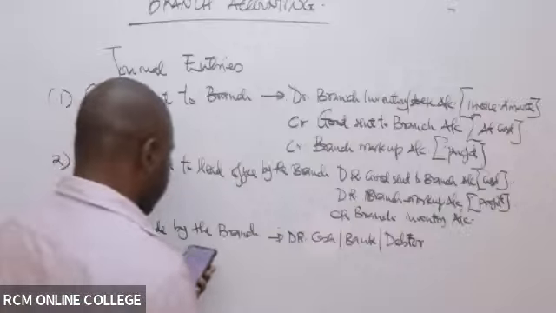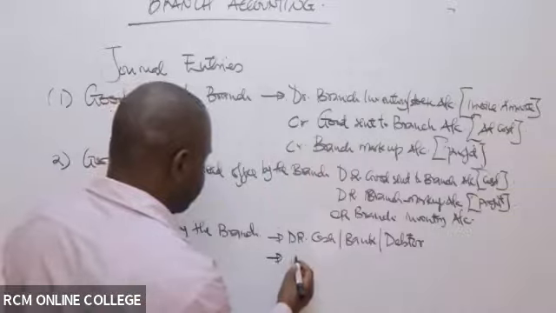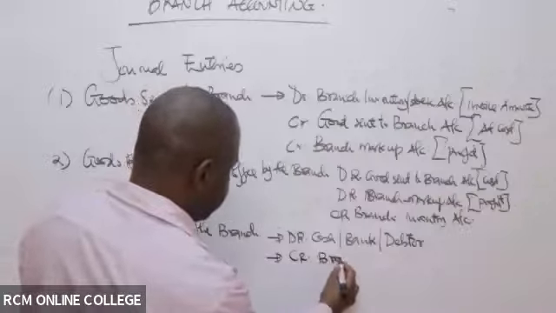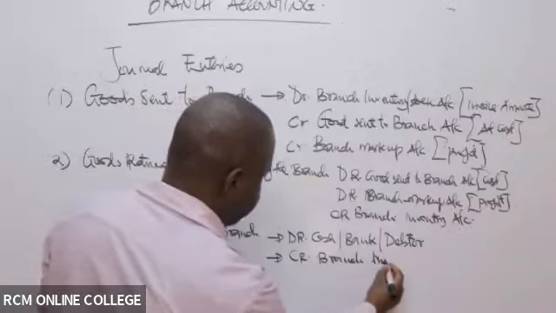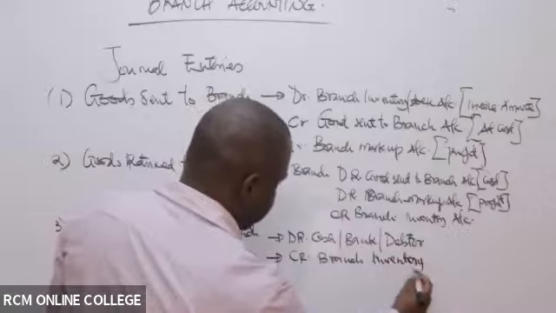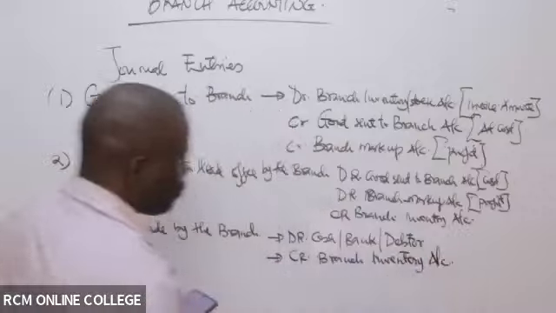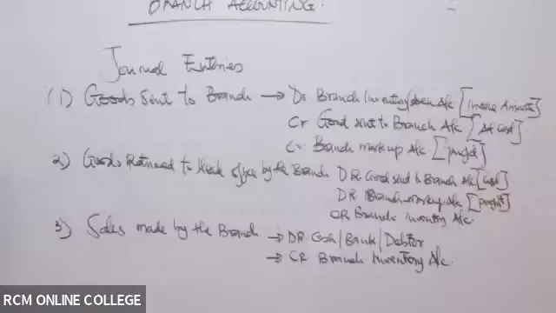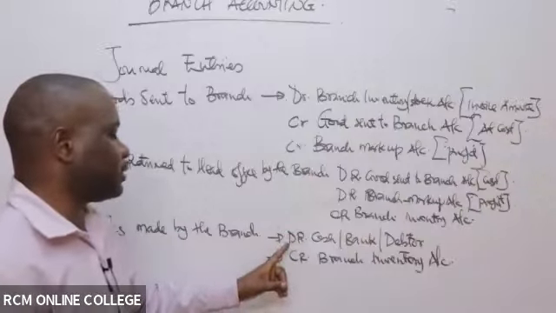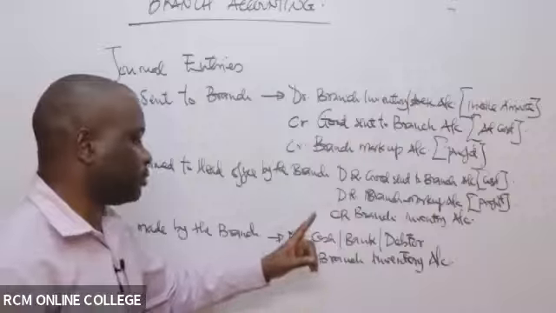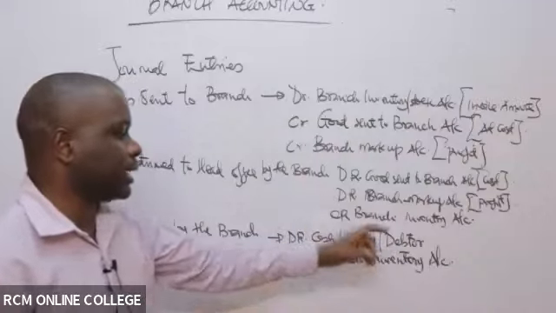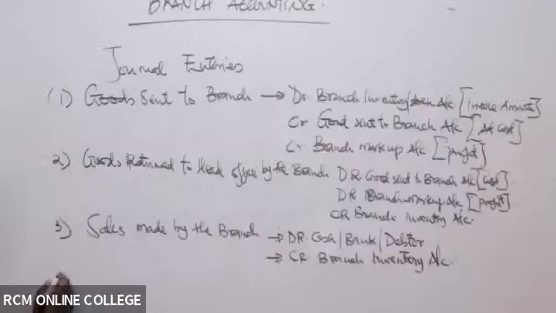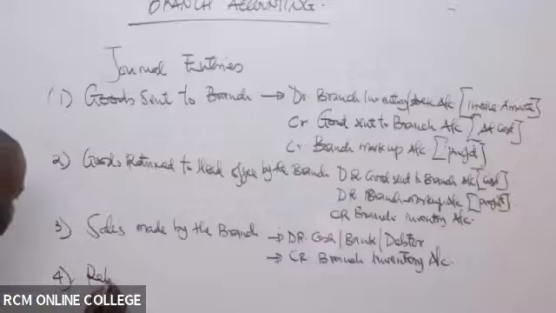Then you credit the branch inventory account, which will reduce because the sale has been made at the branch. So you'll credit the branch inventory account. Maybe the sale was in cash form, or via check, or it was a credit sale, which will create a debtors account. And then the returns of goods by the branch customer.